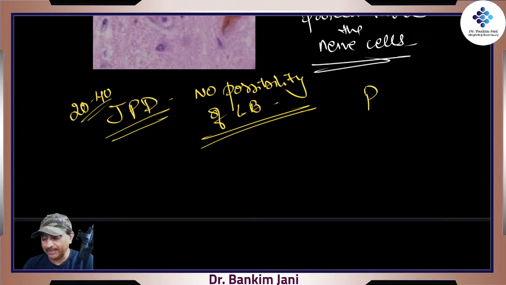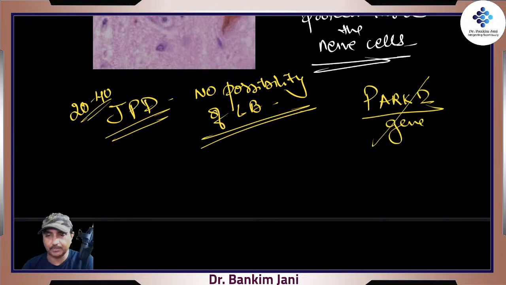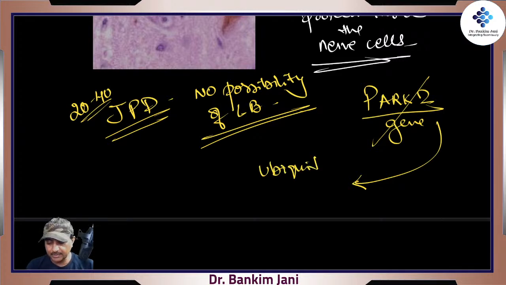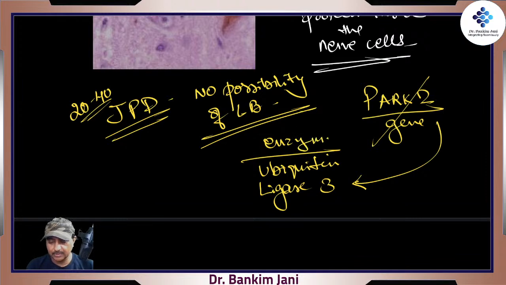This JPD, that is juvenile Parkinson's disease, occurs due to PARK2, right? This is the gene defect. Normally, the PARK2 gene is for encoding the enzyme ubiquitin ligase 3, right? So this is ubiquitin ligase 3. This is nothing but one enzyme, right?